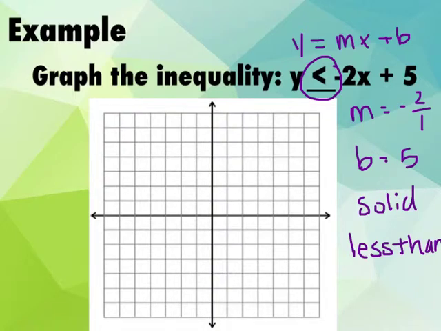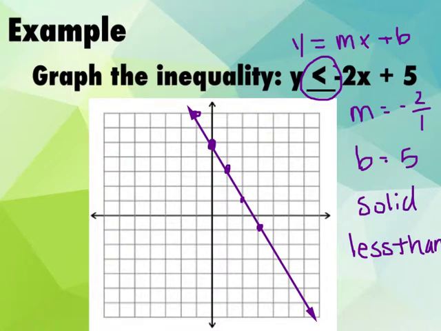So we'll start with b, which is our y-intercept at 5: 1, 2, 3, 4, 5. Then we'll use our slope, down 2, right 1, down 2, right 1, down 2, right 1. You could have also gone up 2 and left 1. It's less than or equal to, so that means that we will have a solid line going through these points. And then it is less than, so we're going to want to shade below it.